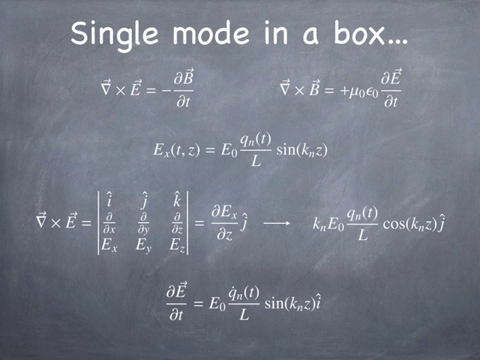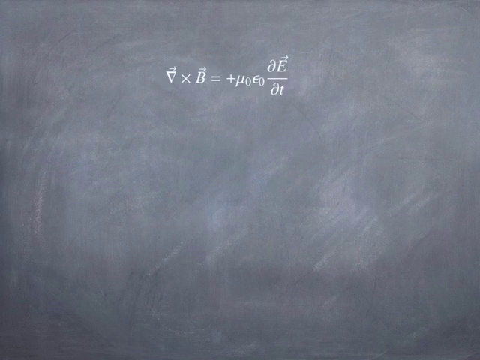E0 is some base electric field amplitude. Q is like a Fourier coefficient, but it depends on time, and it has units of length. And then the L is just some parameter that has units of length, which will work out later. Okay, it's going to end up going away, but we'll see how that happens.